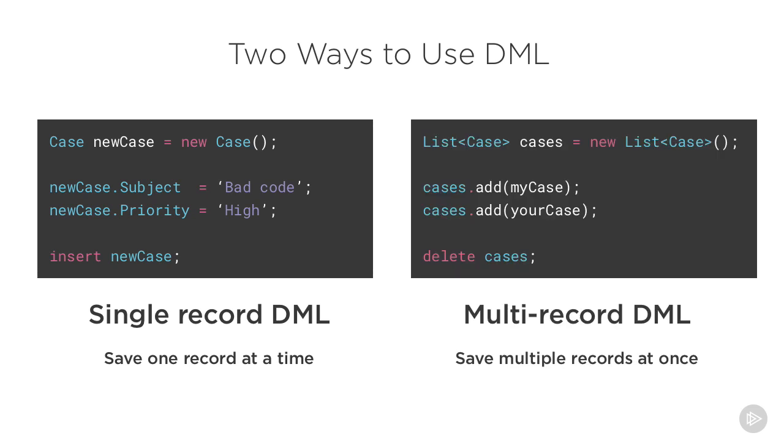The second way you use DML is on multiple records. You can do DML on a list collection as long as it's a list of SObjects, like cases. Your list could have 200 cases, or it could only have one. It doesn't matter, your DML will work on all of them. Doing DML on lists is a more efficient way to code, but it forces you to do a little extra work to make sure all your records are in a list first. As you become a better programmer, you'll be doing DML more and more on lists instead of single records.